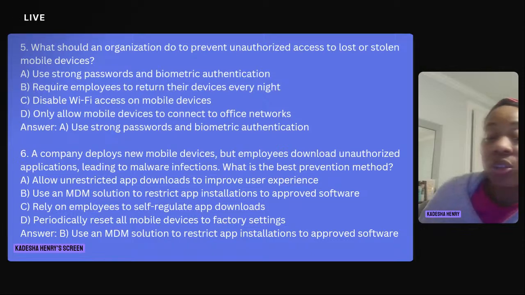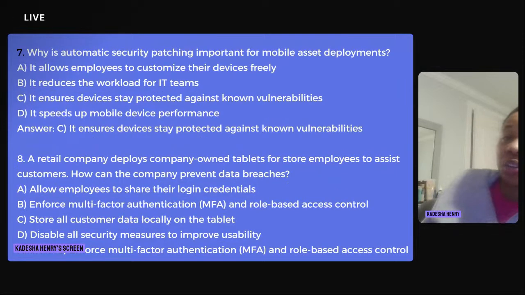And you cannot do unrestricted app download, because some of these employees have kids and people that will download what they want and fill your device with all kinds of installations and malware. So what you want to make sure is that you use the MDM solution that restricts app installation to approved software. Okay, you want to make sure you do that. Let's look at the next question.